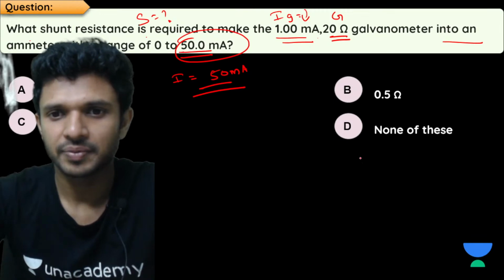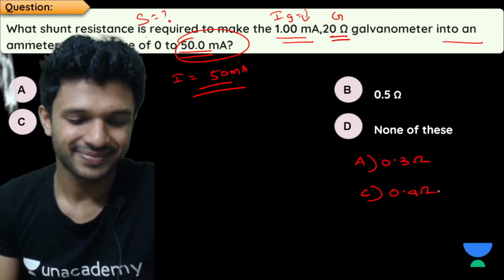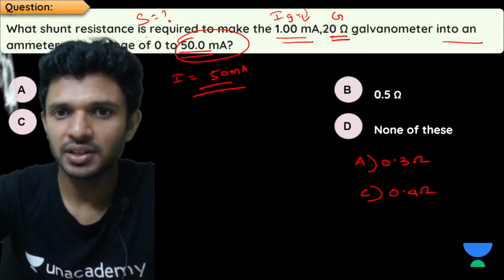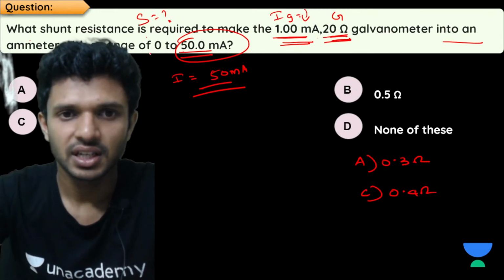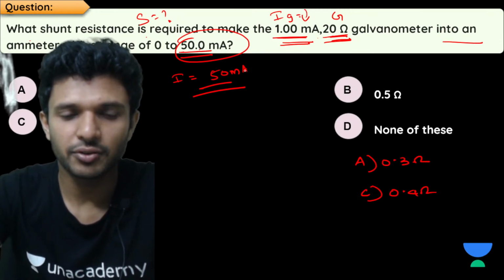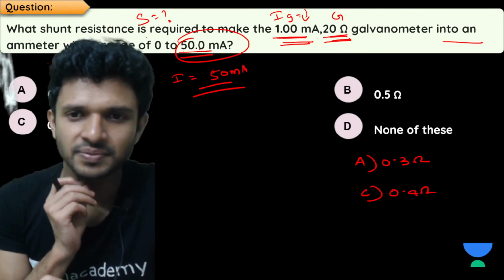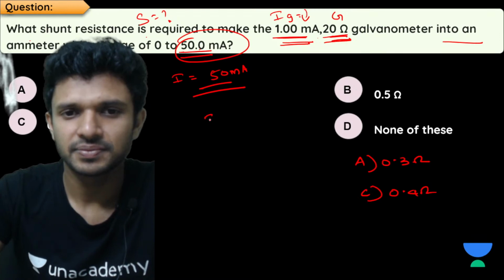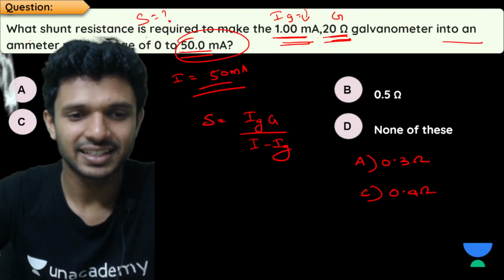Is the question clear? Option A 0.3 ohms, option C 0.4 ohms. A galvanometer where the maximum current is 1 milliampere and its resistance is 20 ohm. We have to convert this into an ammeter with a maximum value of 50 milliampere. Quickly. Ig into G by I minus Ig. Right?